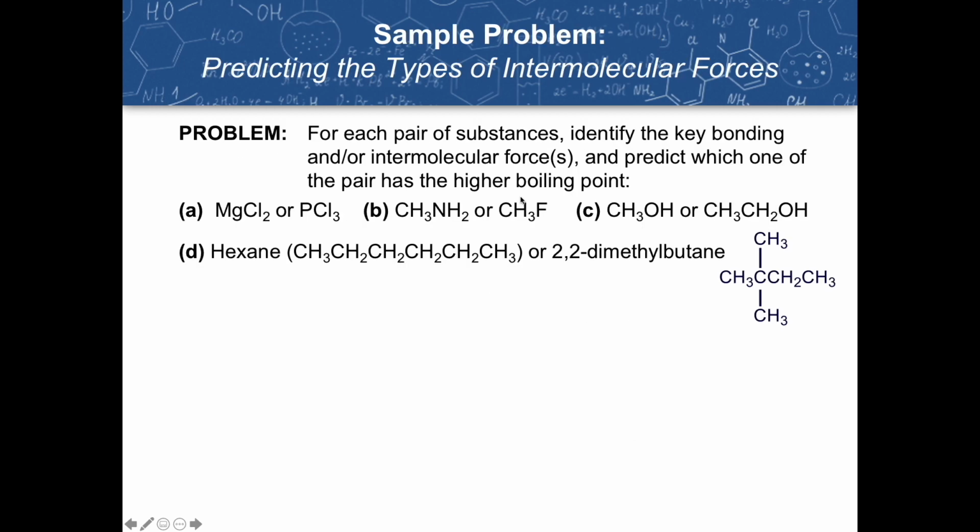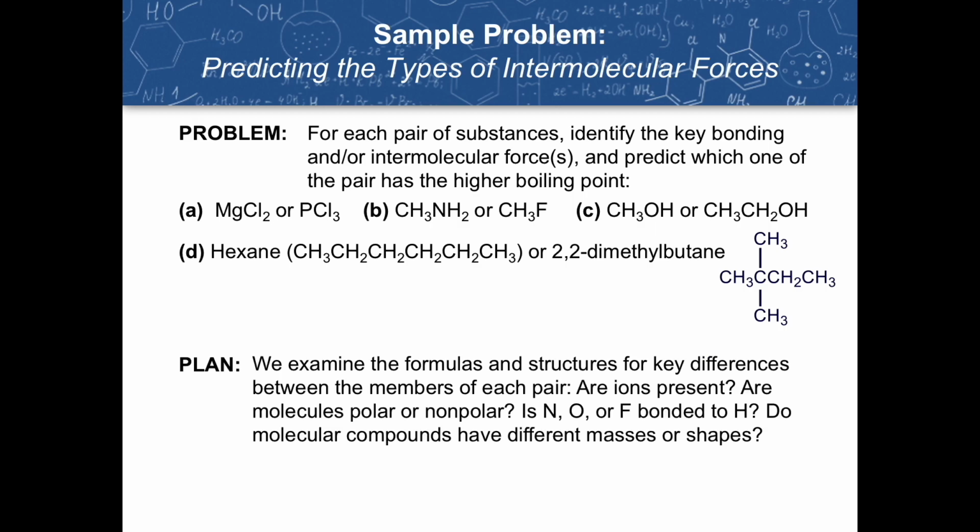So let's work on some examples here. For each pair of substances, identify the key bonding or intermolecular force and predict which one of the pair has the higher boiling point. Our plan here is to examine the formulas and structures for key differences between the members of each pair. Are ions present? Are molecules polar or nonpolar? Is there a presence of nitrogen, oxygen, or fluorine atoms bonded to hydrogen? Or do molecular compounds have different masses or shapes?